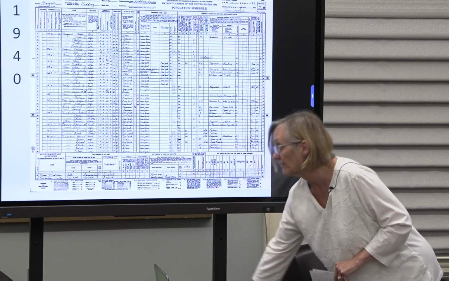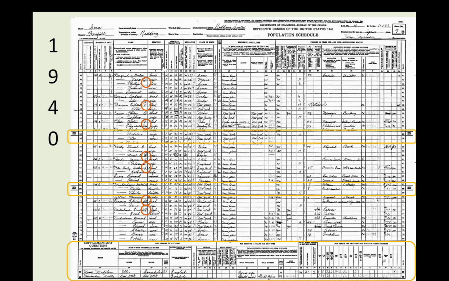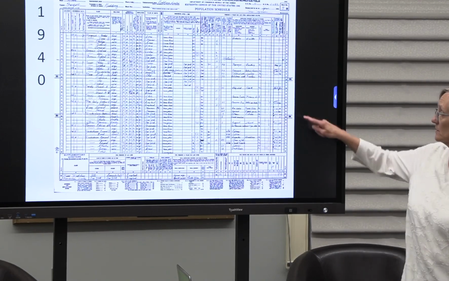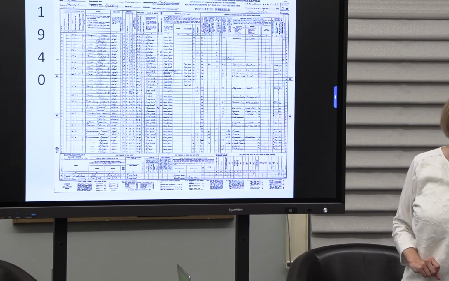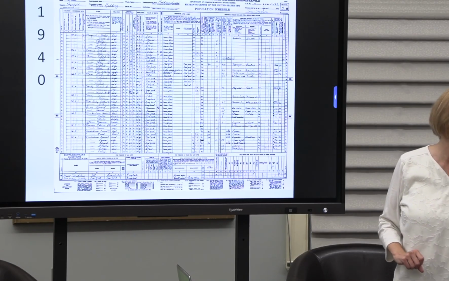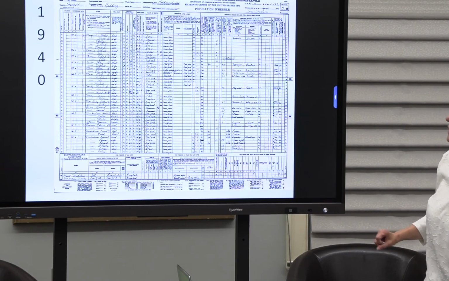This one's pretty straightforward. This is a 1940. Again, big tabloid sheets of paper. Oh, there's only 2 people who got extra questions. 1, 2. Got the extra questions. Not much chance of my family ending up on one of those.